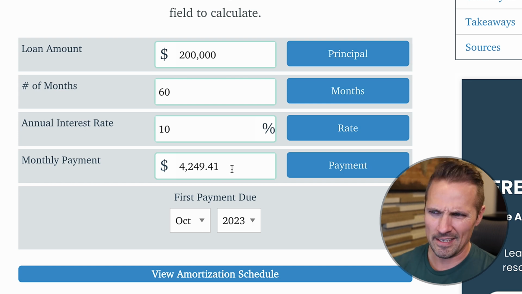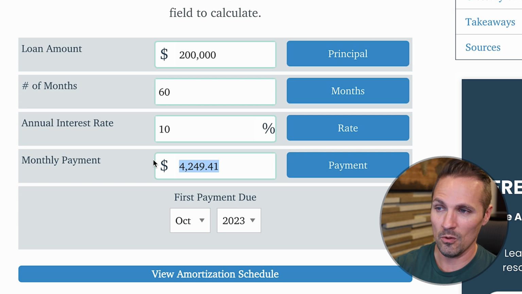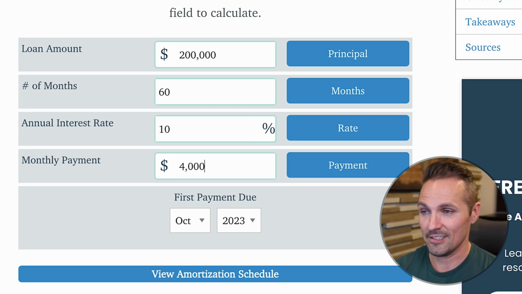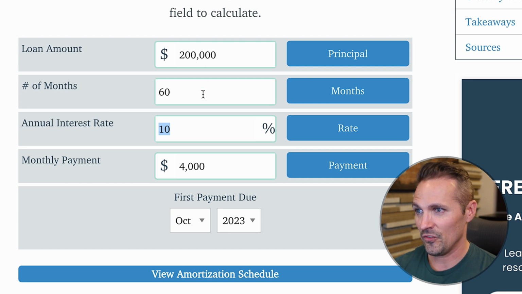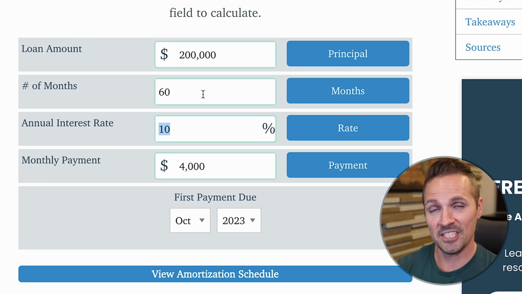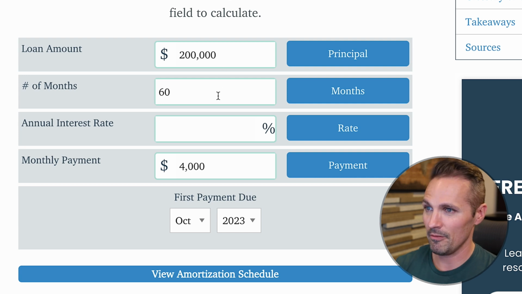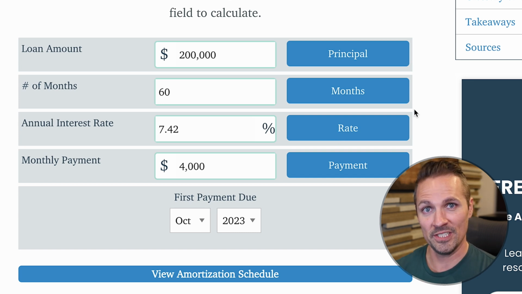But let's say you're looking at this and it's like, no, I can't go over $4,000, let's say. But these other things are fine. The loan amount is fine. The number of months is fine. And the interest rate, that's up for negotiation. So let's clear that one out. So we know we've got the loan amount, the number of months, and the monthly payment. If those three things must be true, what would the annual interest rate have to be? 7.42%. And then that would fit in there with that equation.